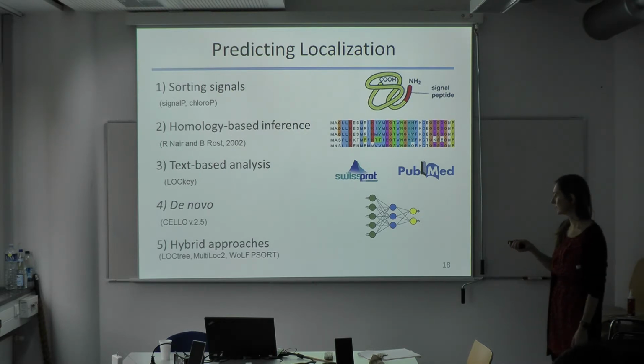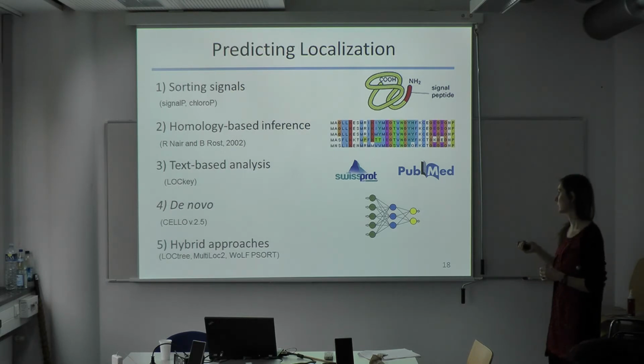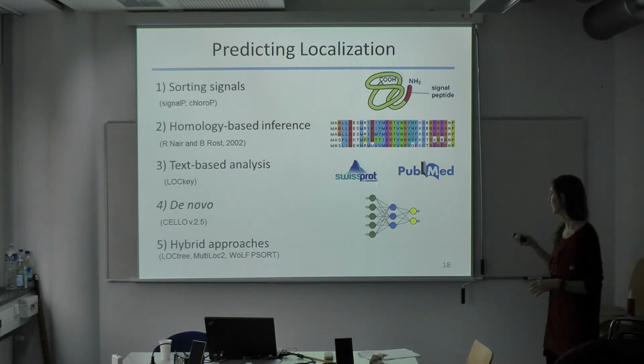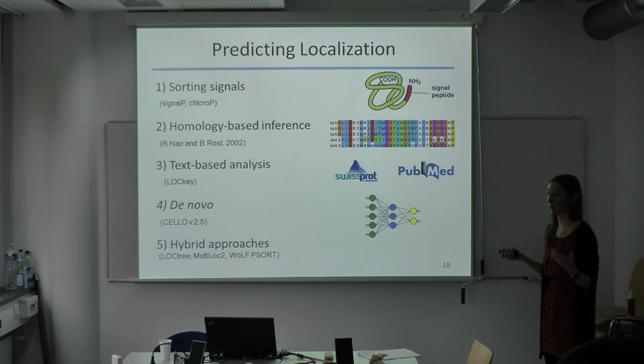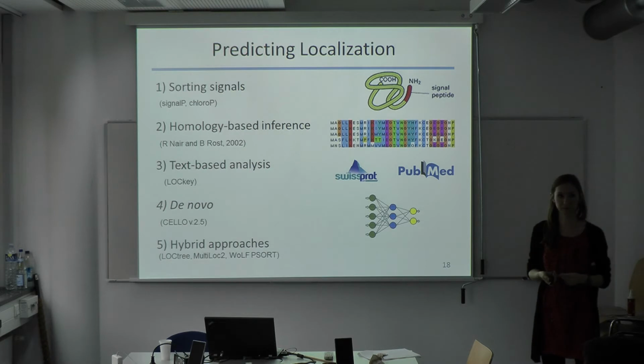Another approach is text-based analysis. Here you either read PubMed, which is a database of all publications, or you search for special keywords in SwissProt. Based on this information you can say, if these sources say that a protein is involved in transcription, then probably it will be localized in the nucleus. So this is how this type of method works. De novo, what is de novo?